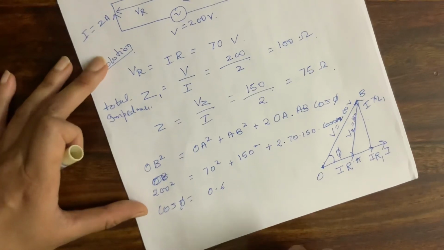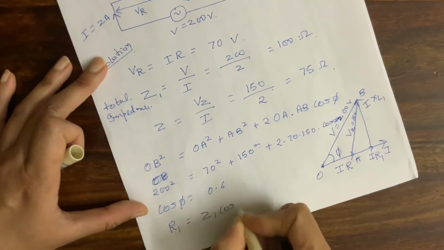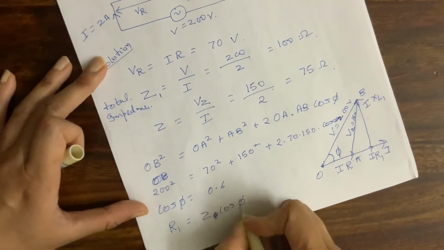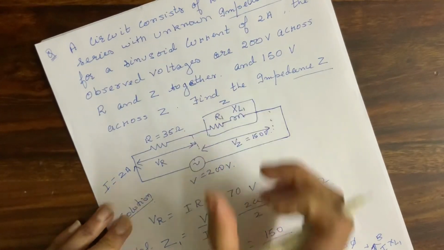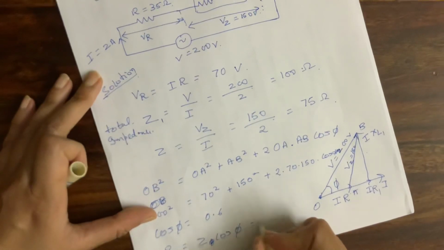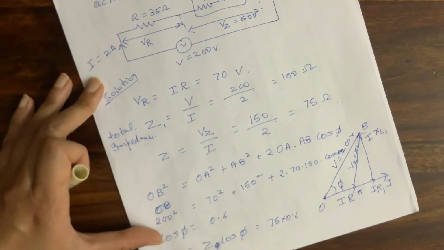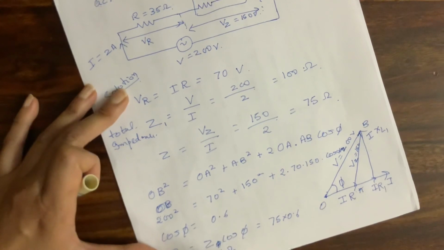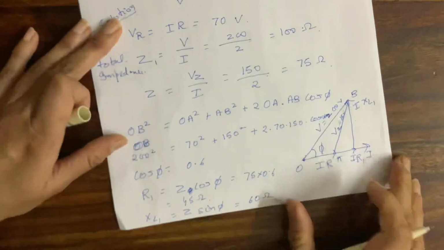Hence now we can find the value of R1, because R1 is Z cos phi. This is the value across this particular inductor. What is the Z value? 75 into 0.6. So R1 came out to be 45 ohm. Similarly, XL1 is equal to Z sin phi, which is equal to 60 ohm. Hence this is the answer. Thank you.